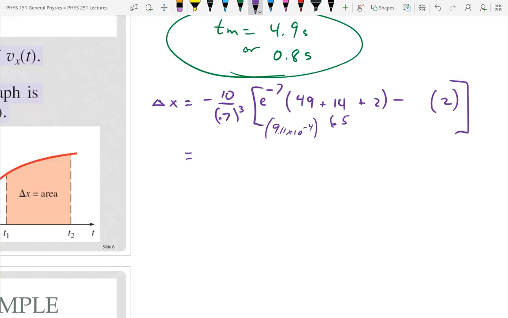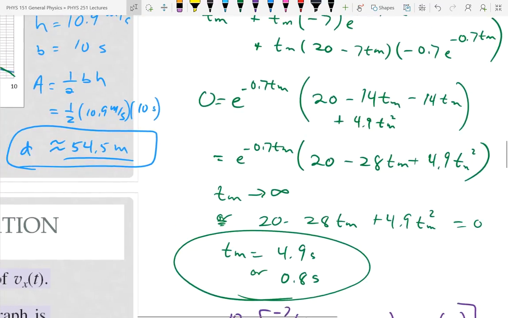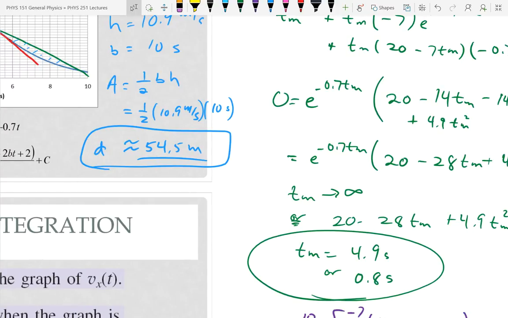Okay, so 9.11 times 10 to the minus 4 times 65 is still a really small number compared to 2. And so this is basically just minus 20 over 0.7 cubed. 0.7 cubed is going to be somewhere around a third, so it'd come to somewhere close to 60. 56.58. So there's our actual value. And if we compare that to what we got here by doing our triangle, it's in the ballpark. They're not the same. We knew it wasn't going to be the same.